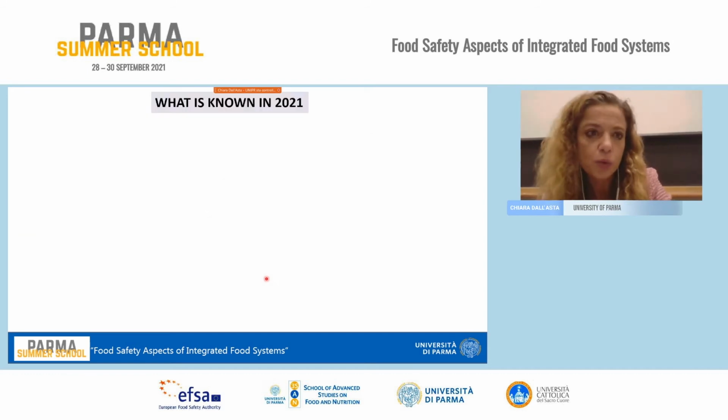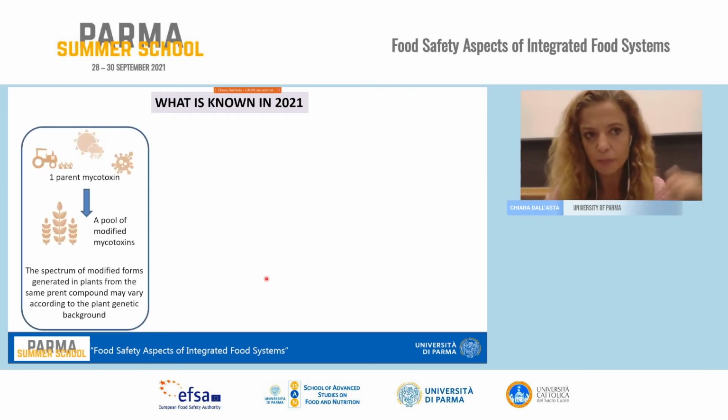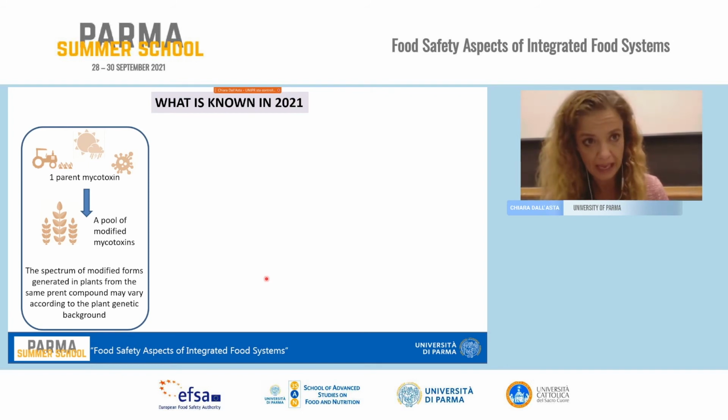What is known now in 2021, after 7 years from the first EFSA opinion? There were other opinions in between. We know now quite clearly that pretty much every parent mycotoxin, so mycotoxin produced by fungi, once entered the plant may be biotransformed. So from one mycotoxin, you may obtain a pool of modified mycotoxins. And the spectrum of these modified forms is really different according to the genetic background of the plant.